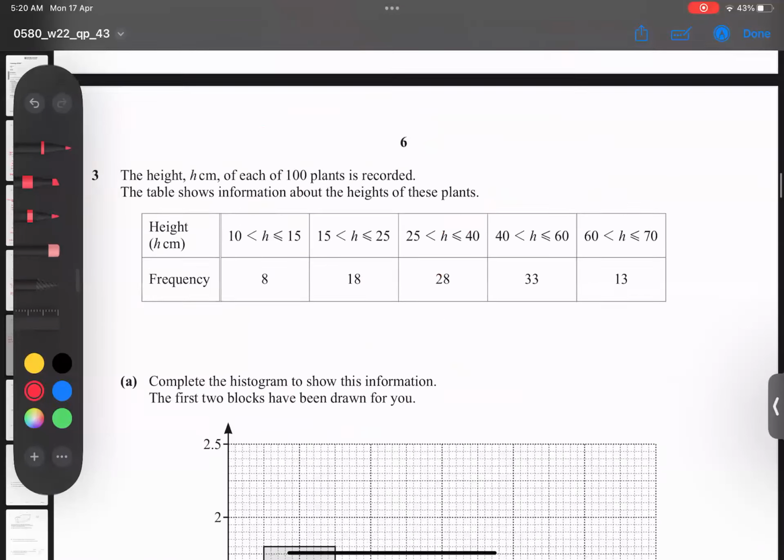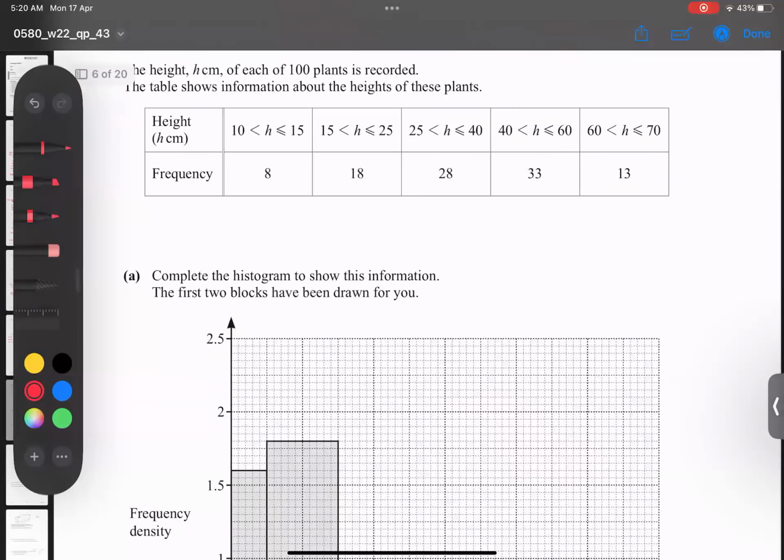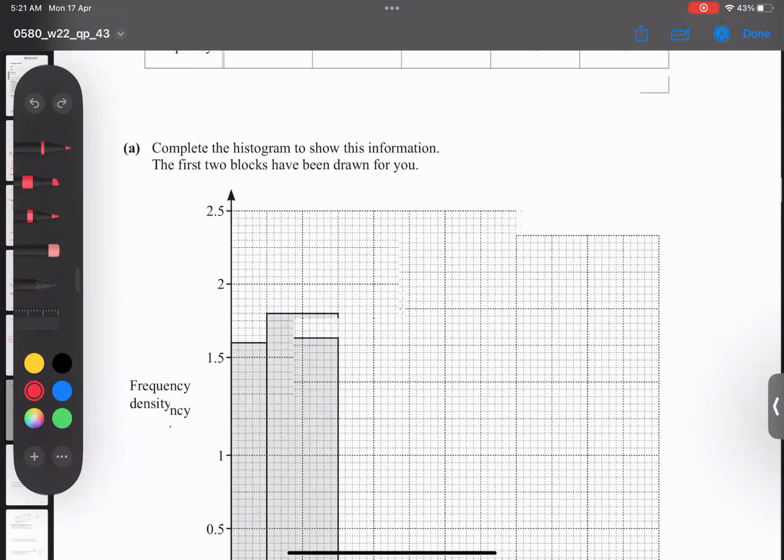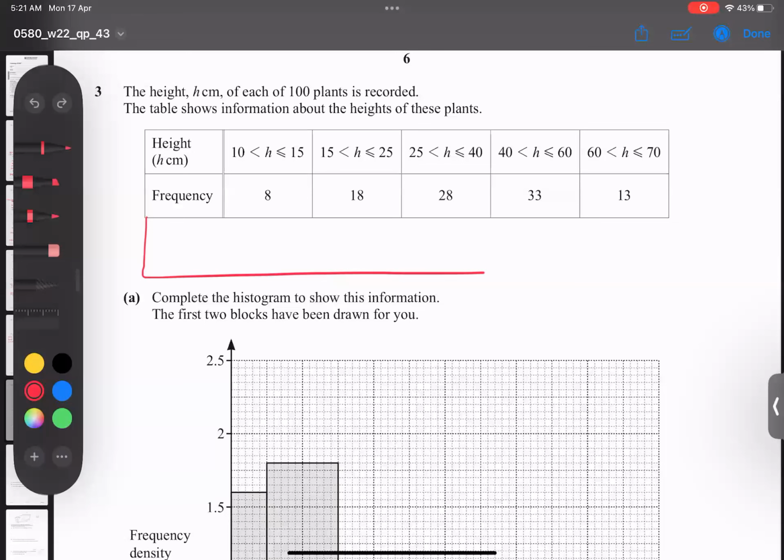Let's talk about the next question, third number. Okay, in the third question, what is the question we have? Height h of 100 plants is recorded. Okay, 100 plants are recorded. So we have been given data, with height mentioned in the first row and frequency mentioned in the second one. So we have to draw a histogram. And he said the first 2 blocks are drawn for you. We have to draw the rest. So, okay, I will make one extra column.